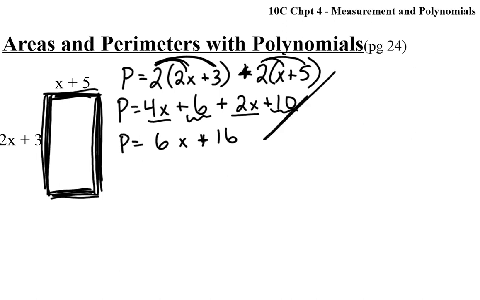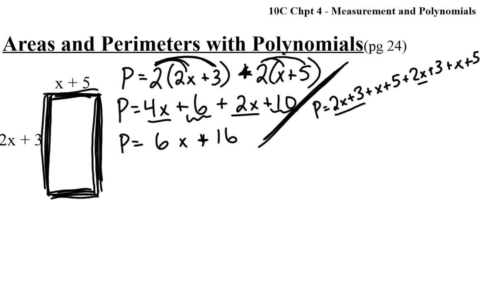Now, some of you might not want to double the sides. For the perimeter, you could also add up all the sides, which means you're just going to add each side twice. There's 2x plus 3 twice and x plus 5 twice. If I combine my like terms here, I'm still going to get my 6x plus 16. All the distance around.